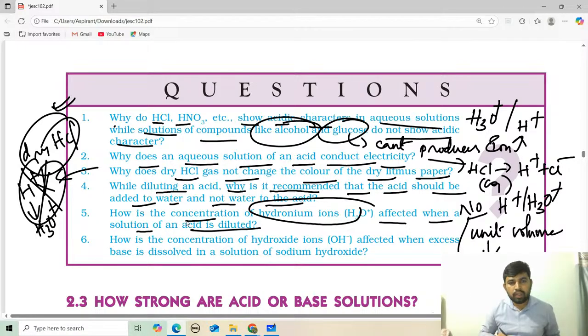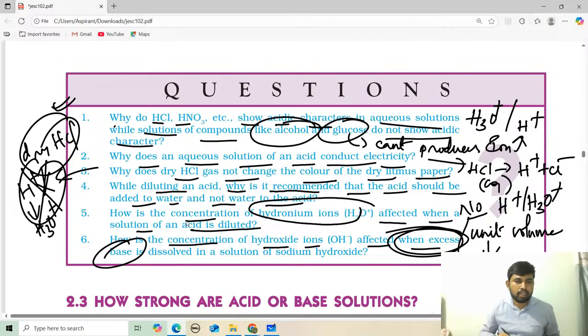Now, how is the concentration of hydroxide ion affected when excess base is added? Excess base means more and more OH- ions are added. It means the OH- ion concentration is going to increase. That's why the basic character also increases.